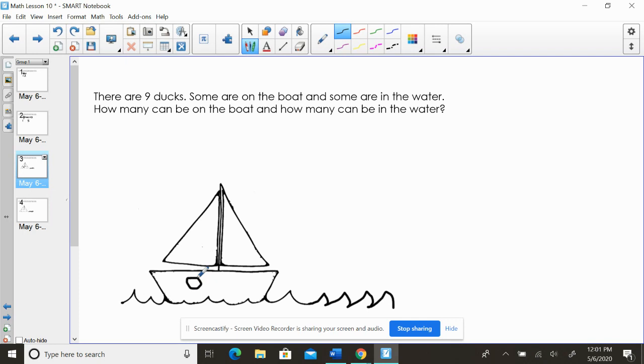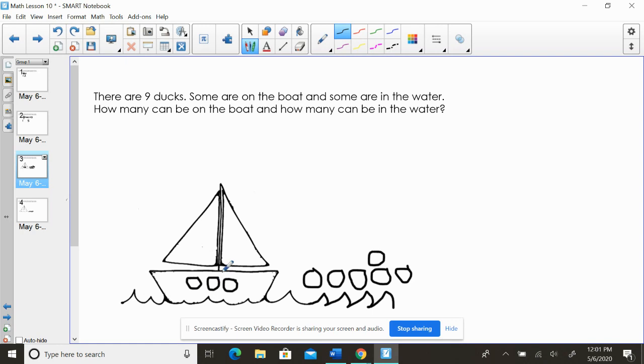1, 2, 3, 4, 5, 6, 7, 8, 9. So when I just did that, I counted to 9, but in the middle of my counting, I moved some to the water to show the 2 different groups. So let's make sure Miss Wicks has 9 ducks, and then we'll go back and count each group.